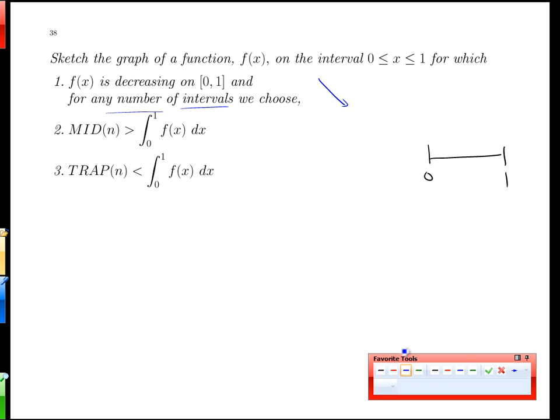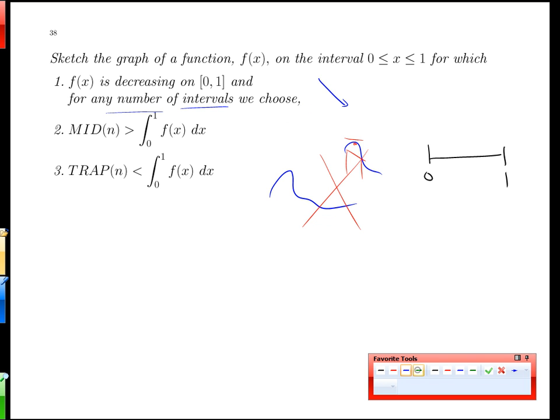Now, some people have a temptation to just start sketching graphs like crazy and saying, well, hey, what happens if I do that with midpoint and trapezoids? I would not recommend that. I would not recommend the shotgun approach. I would start off as simple as possible and just see, hey, maybe there's an easy answer to this.